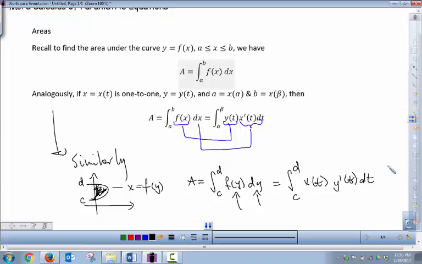Okay? Yes? Yeah, in this case, it would have to pass the horizontal line test because this is a sideways function. So it has to be either or for us to look at this.